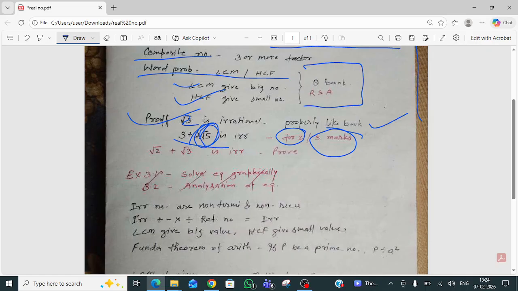Now this is another type of question which is not in the textbook, like how will we prove the sum of two irrational numbers is irrational. For that, we have to square both the sides. Like root 2 plus root 3 equal to a by b, squaring both the sides.